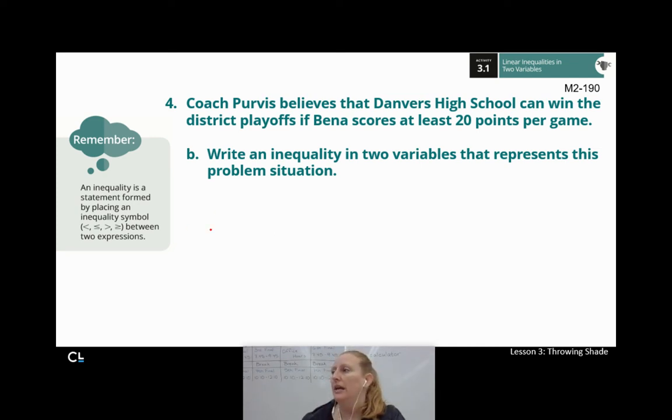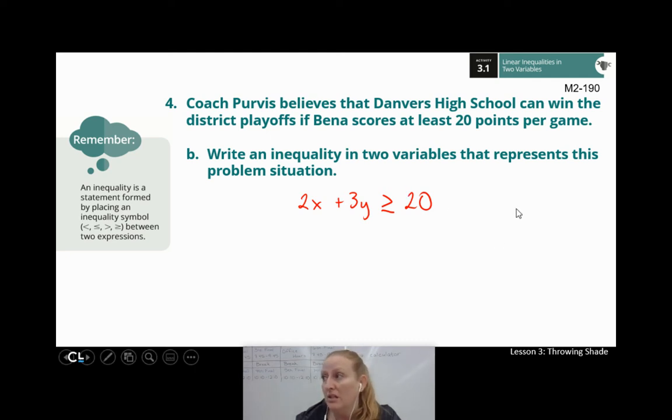All right, so we said we have 2 points and then 3 points, and we don't want it to equal 20 this time. I mean, it can equal 20, but we want it to be at least 20 points. So we actually want this to be greater than or equal to 20, right? If we want to get to the district playoffs, Bennis has got to score at least 20 points. She's got to score equal to or greater than 20 points every game. No pressure, right? Right.